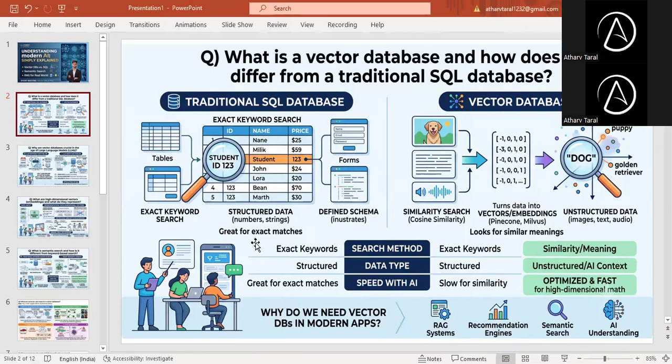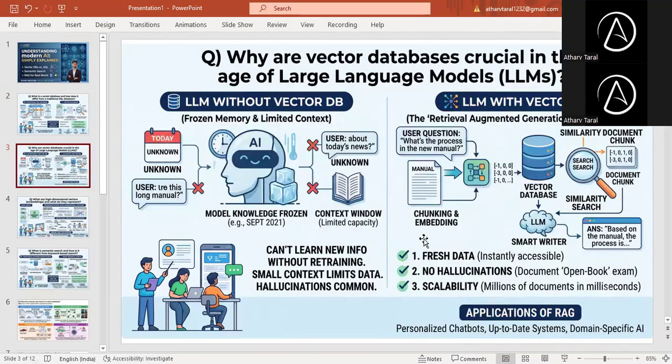So now we will go to the second question. Why is a vector database crucial in the age of the large language model? To understand why we need a vector database, we first have to look at how a large language model works. An LLM is like a very smart person who has read the entire internet, but their memory is frozen on the day they finish training. So if you ask them about something that happened this morning, they will not know it.